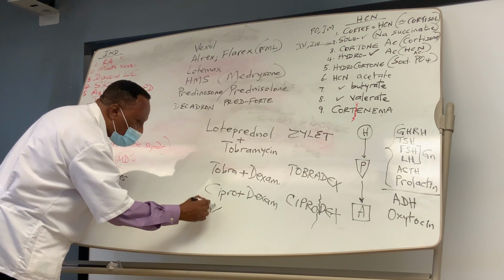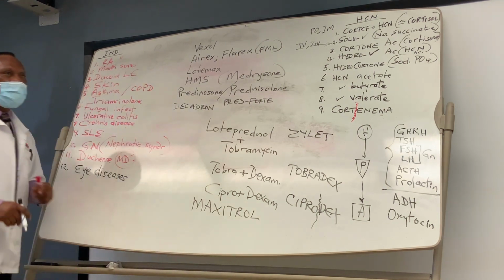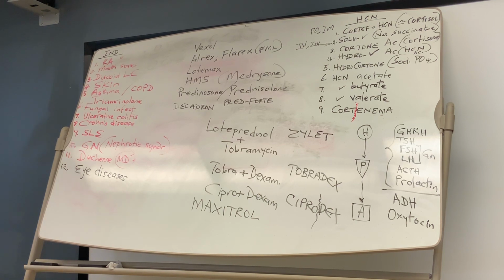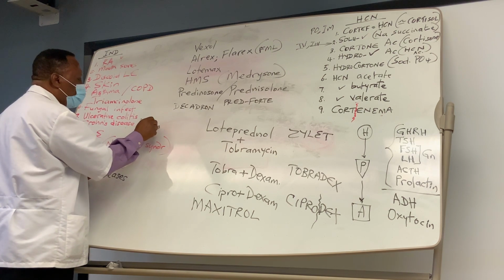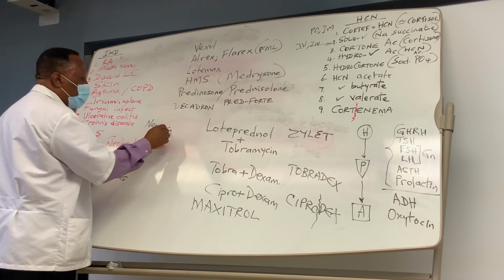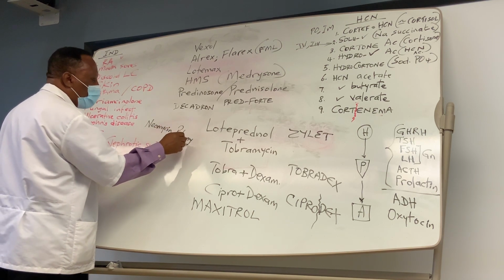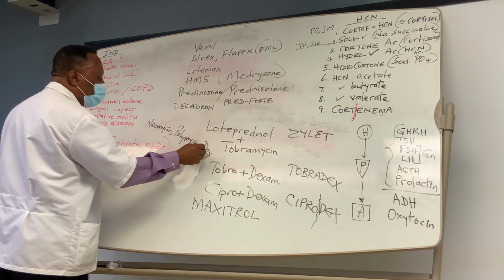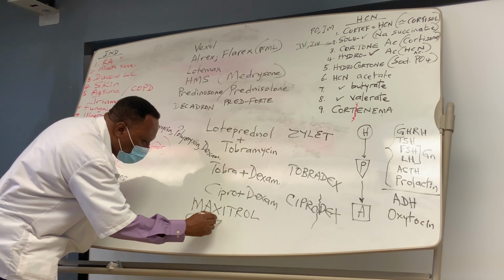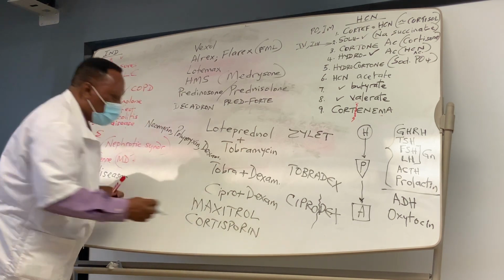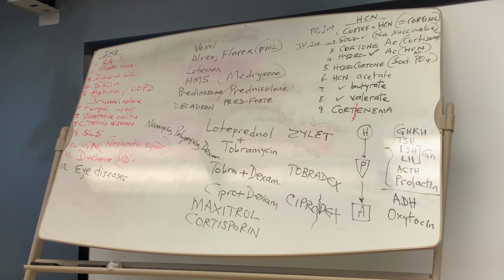That's a product called Maxitrol. Maxitrol has in it dexamethasone also. It is a combination of neomycin, polymyxin, and then dexamethasone. If you replace that dexamethasone with hydrocortisone, then what you get is Cortisporin, which is also used for eye infections.